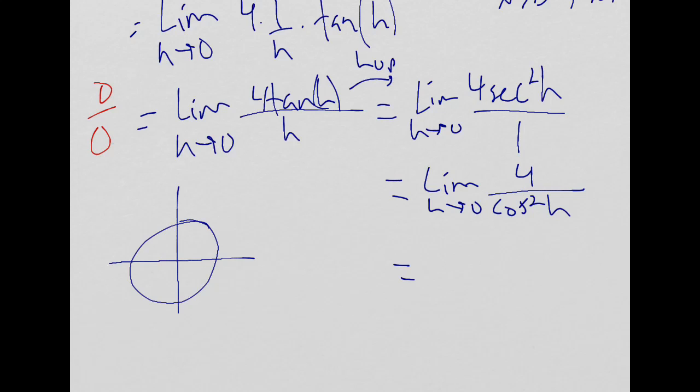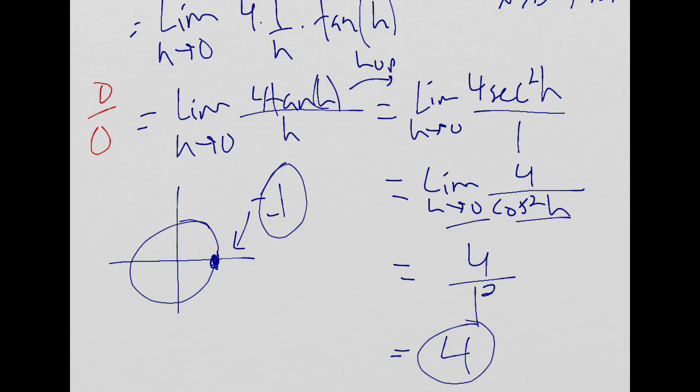I think about the unit circle. I know it's the x-coordinate at 0, and that is equal to 1, right? So when I plug that in, I get 4 over cosine squared of 0, which is 4 over 1 squared, which is just 4. And that's my answer.